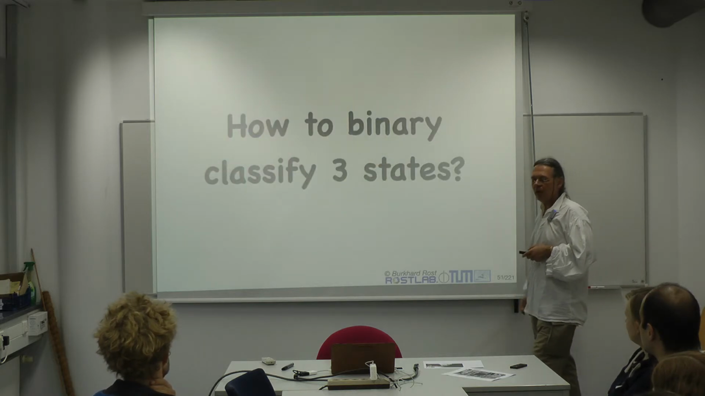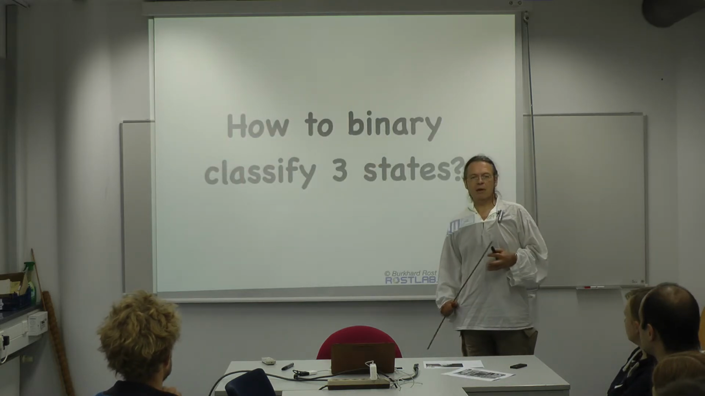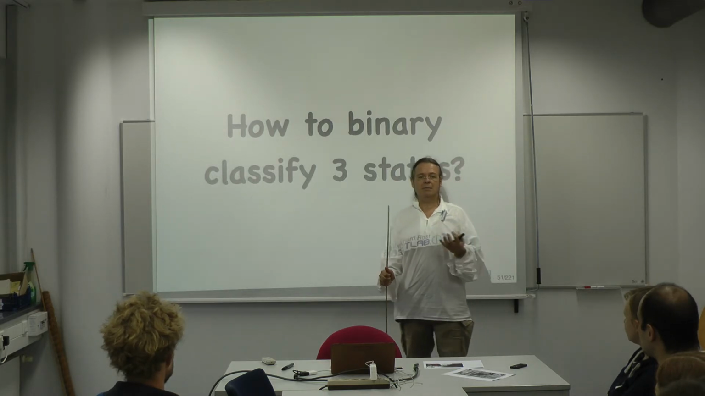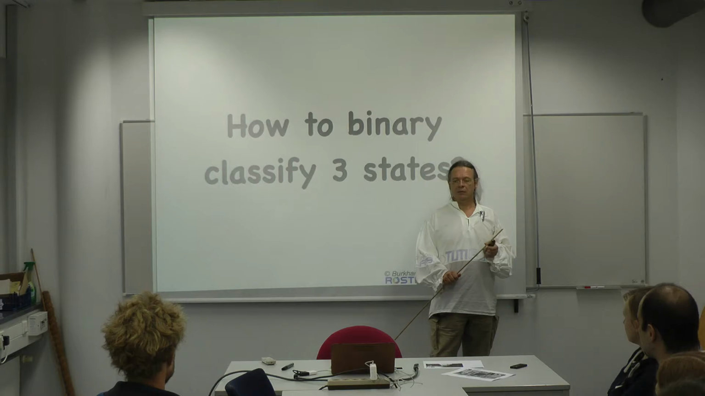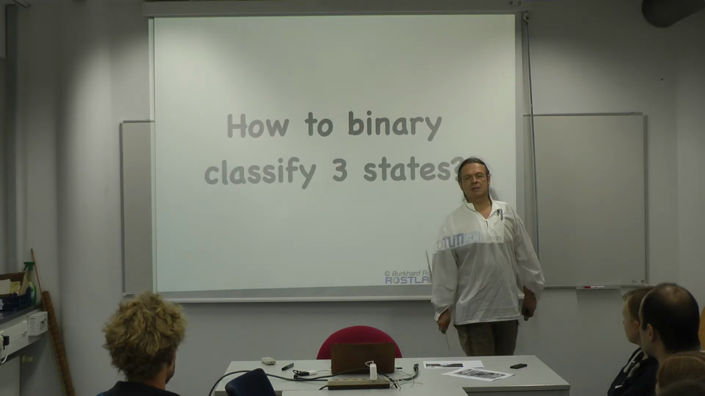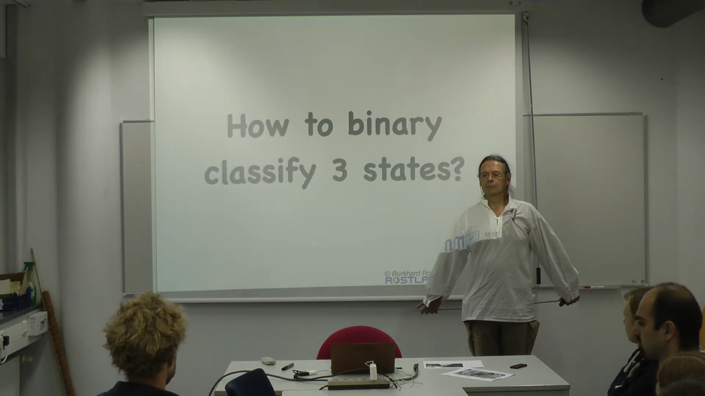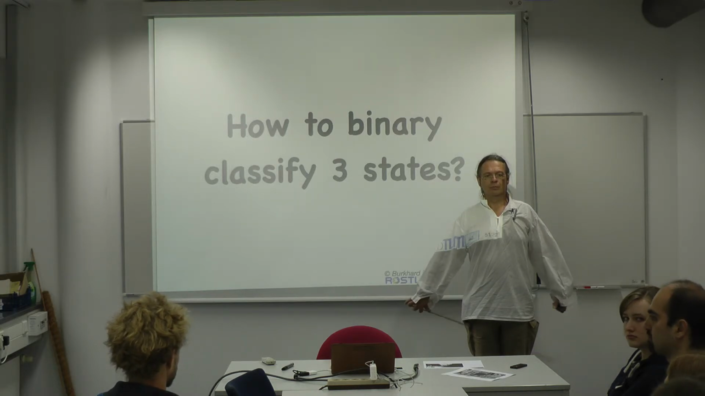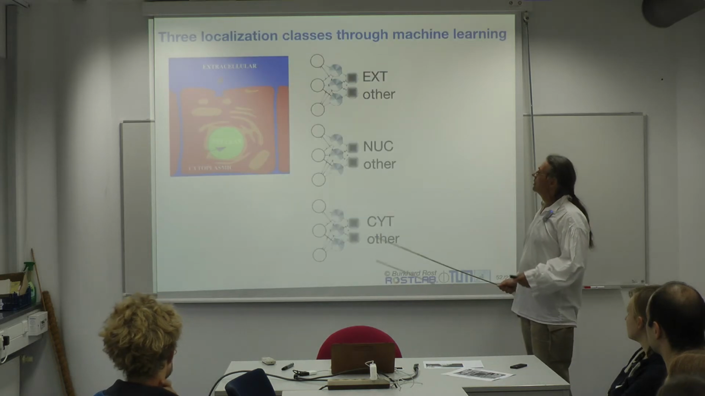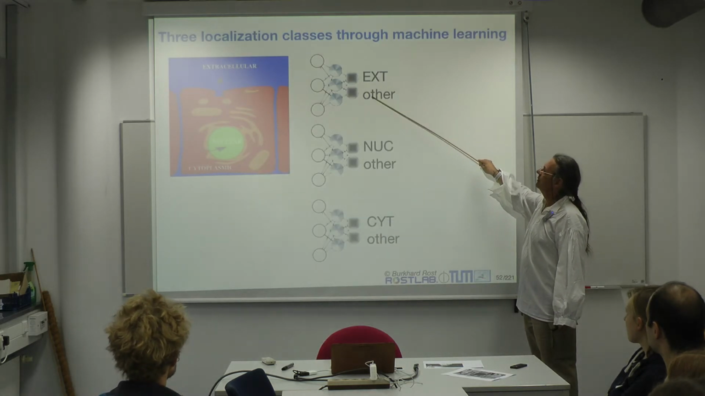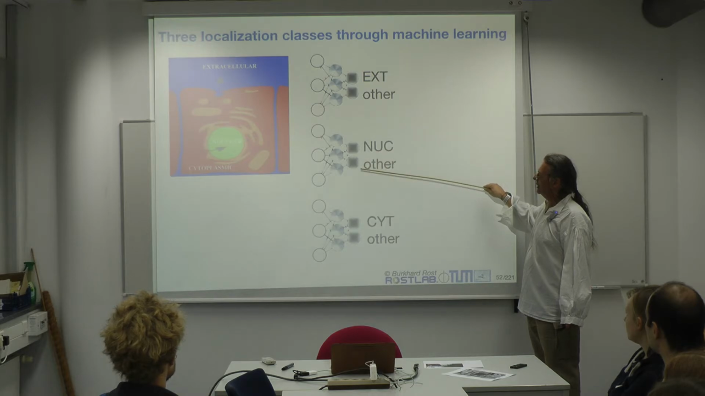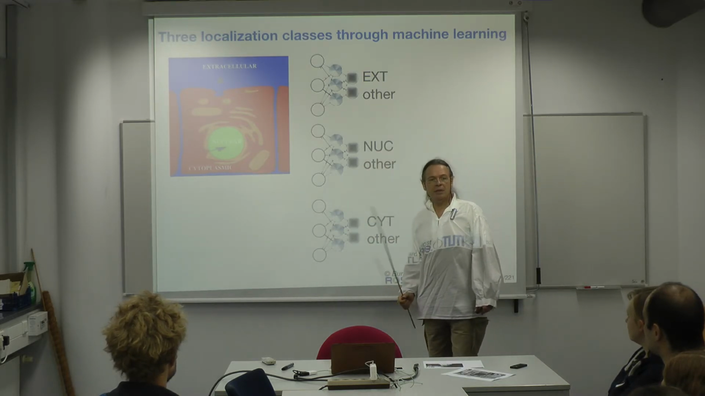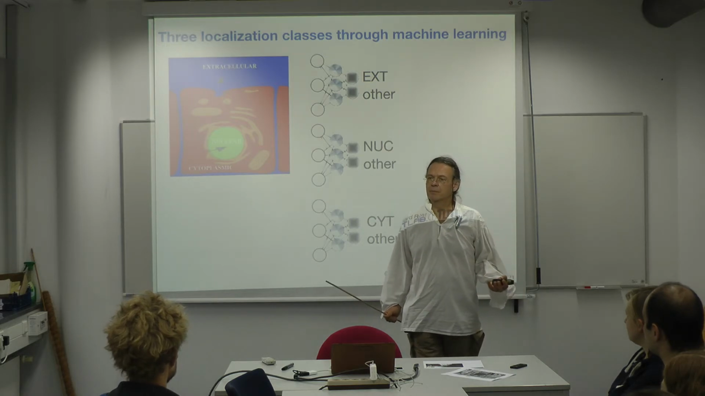And how could you put that into a binary solution? So if I were to try to do that with a neural network that has only two output units, or with an SVM, how could I do this? I have three sub-cellular localizations. How could I classify them? Like three binary classifiers. So one that says extracellular versus other, one that says nuclear versus other, and one that says cytoplasmic versus other.